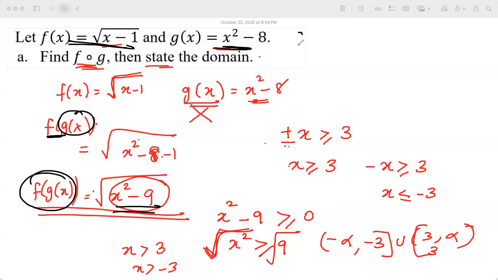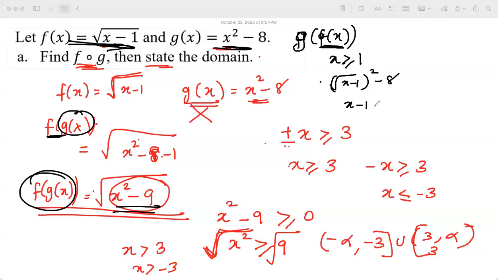Whereas, you asked a good question. Suppose I find g of f of x for the same thing. What happens? I have to take into account this restriction, x is greater than or equal to 1. Make sense? And I have to find g of f of x. What is g of f of x? I will substitute x minus 1, the whole square minus 8. That becomes x minus 1 minus 8, x minus 9. There is no restriction on this function. So for this function, the domain restriction is x is greater than or equal to 1.